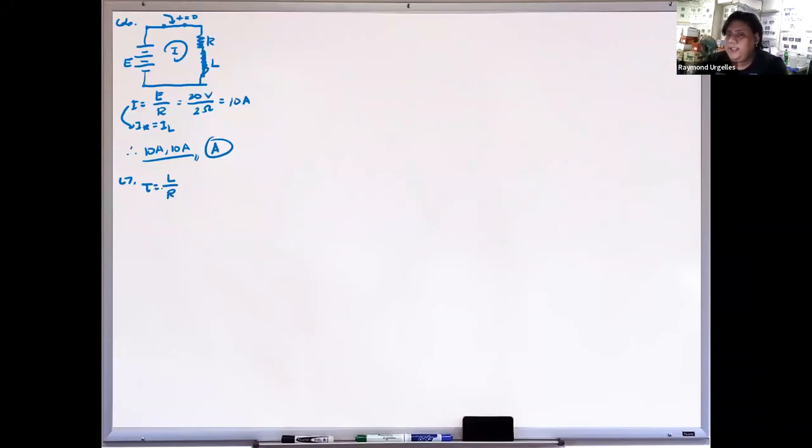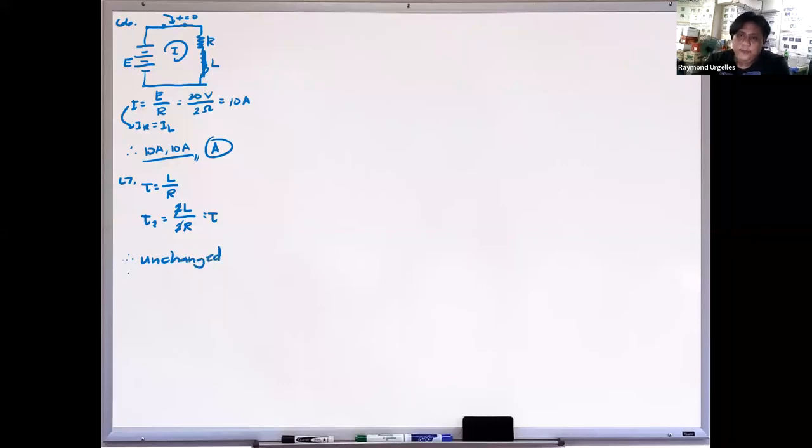Right? So in the case where the inductance and resistance are doubled, let's call this our tau 2, our second time constant. The inductance is doubled, and the resistance is also doubled. So as you can see, this is just equal to the original time constant. Okay? So that's why this is unchanged. Right? So our answer here is unchanged. So this is letter D.